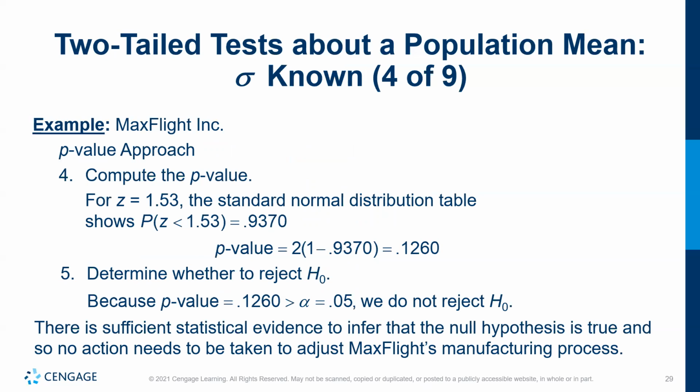So to do the p-value approach, we would just compute the probability of that z statistic. The probability that z is greater than 1.53 is 0.9370. So the probability that it's less will be 0.1260. And you notice they multiplied it by 2 because it's a two-tailed test. Okay. And it'll make more sense when we see the picture. To determine whether to reject the null hypothesis: because a p-value of 0.1260 is greater than the alpha of 0.05, we will not reject the null hypothesis.